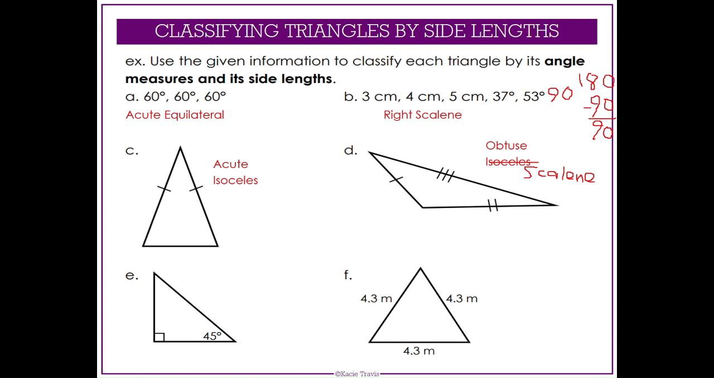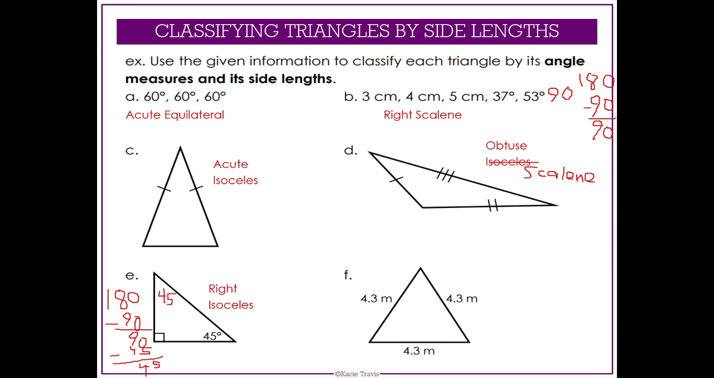All right, now for letter E, I give you this 45-degree angle and this 90-degree angle. So you got to figure out what this angle is before we can go further. So I know 180 minus 90 gets me 90. And 90 minus 45 is 45. Which means that this angle here is also 45 degrees. Since I have two angles that are the same, the sides across from them are also going to be the same. So this is going to be a right isosceles triangle.